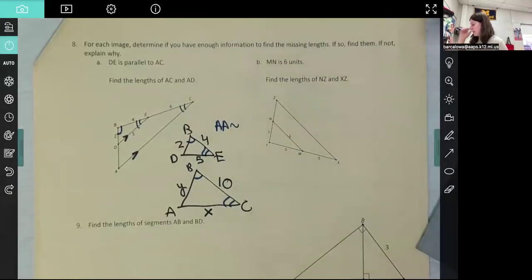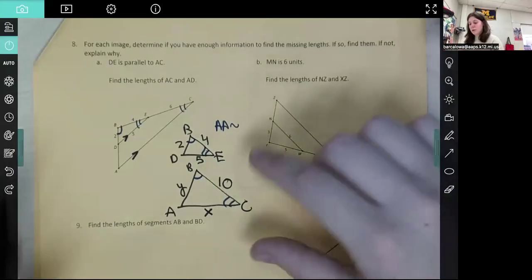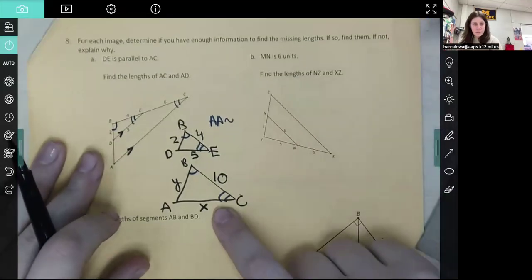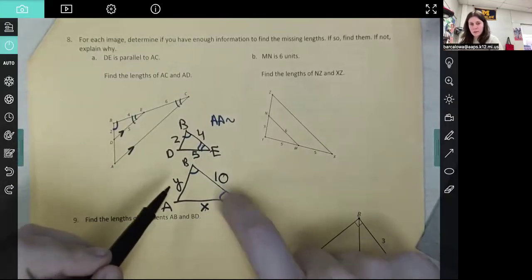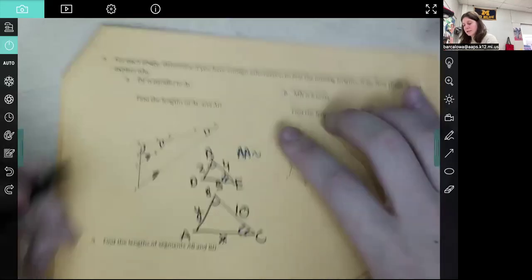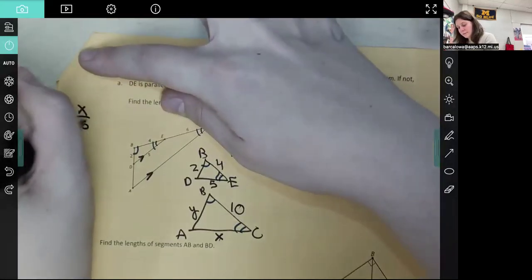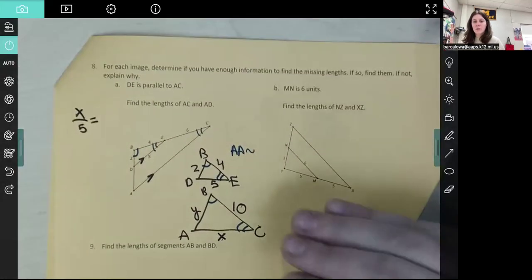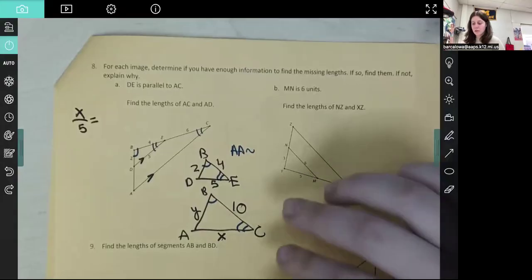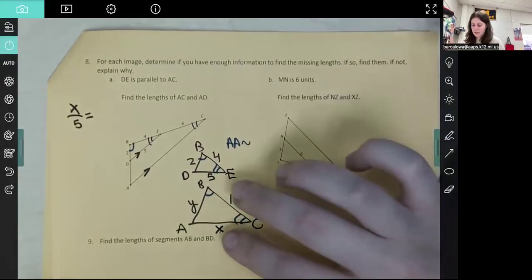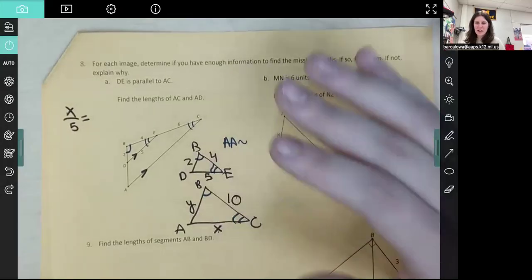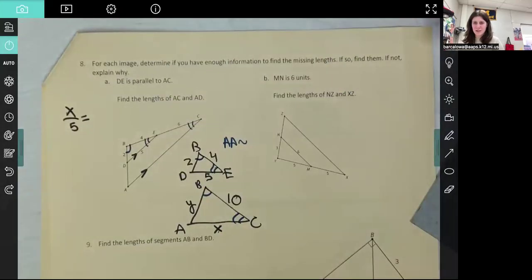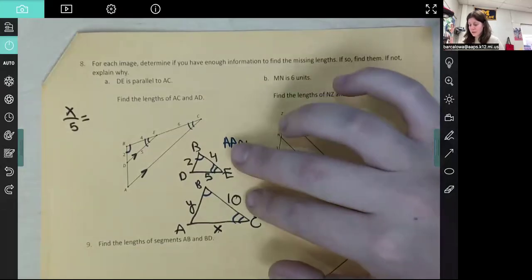All right, let's find AC first. So that's X. X pairs up with 5. Those are corresponding sides. So let's do X and 5. What is another pair of sides I can look for between these 2 triangles? I could do Y and 2, but that's not helpful because then I have 2 different letters in here. Oh, 10 and 4.